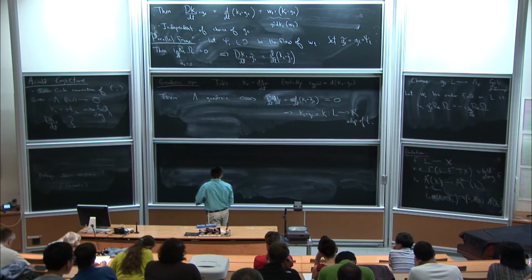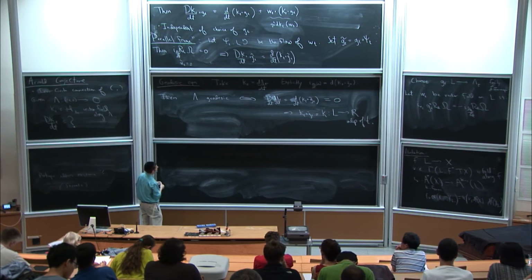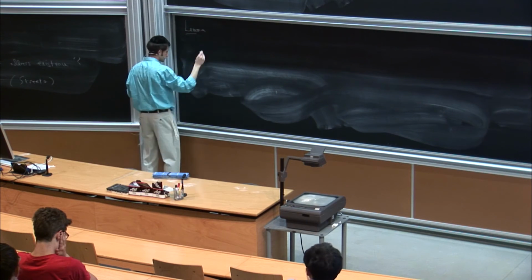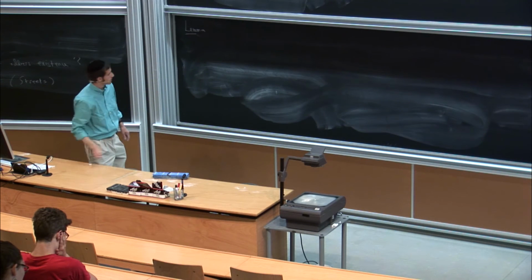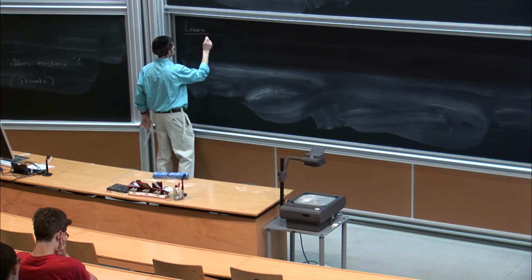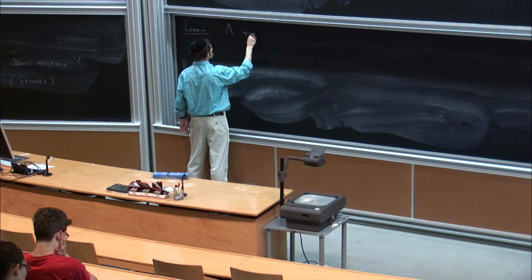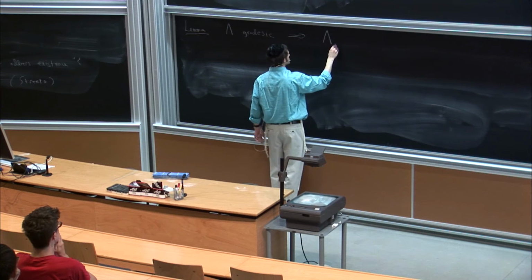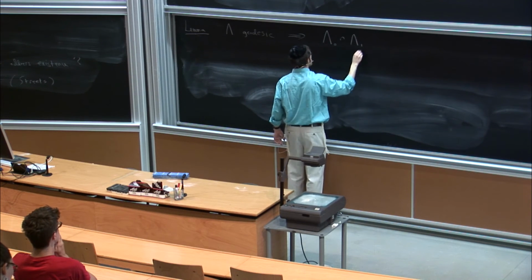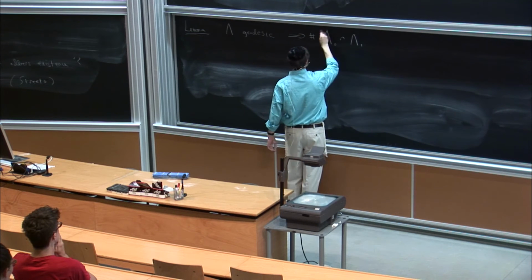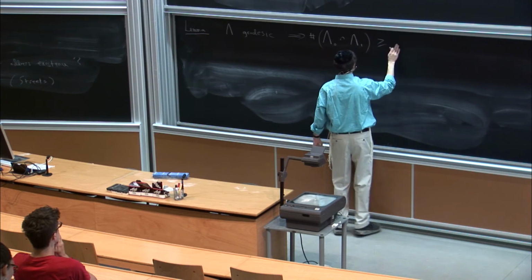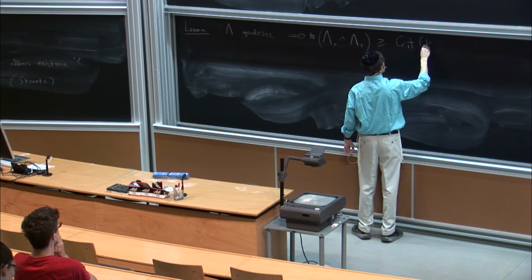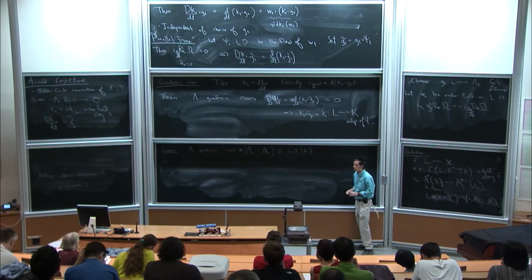So that means that, again, that's what to say. If lambda is a geodesic, then the number of points in lambda_0 intersect lambda_1 has got to be greater or equal to the number of critical points of k.